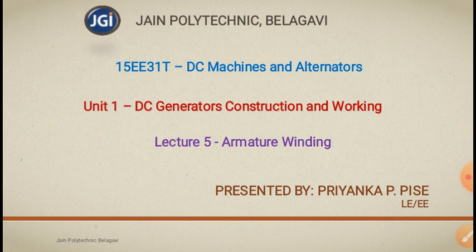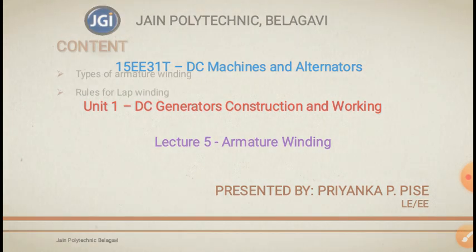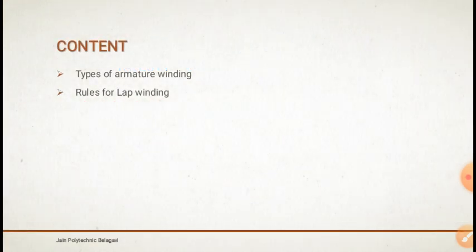The video is mainly based on DC machines and alternators with the subject code 15EE31T. In this video, we are going to study Unit 1, lecture 5, Armature Winding. So the contents are types of armature winding and rules for lap winding.